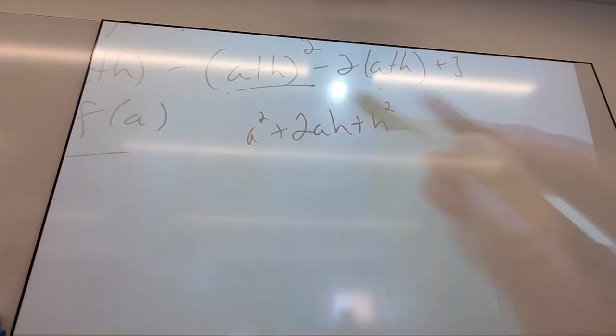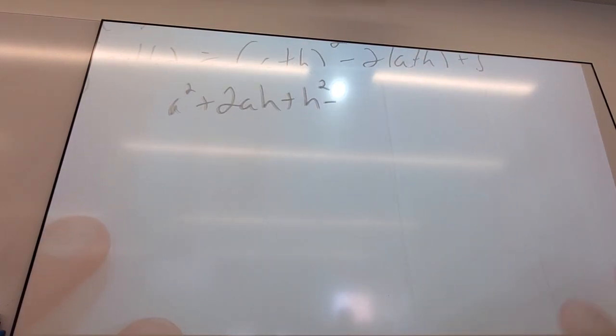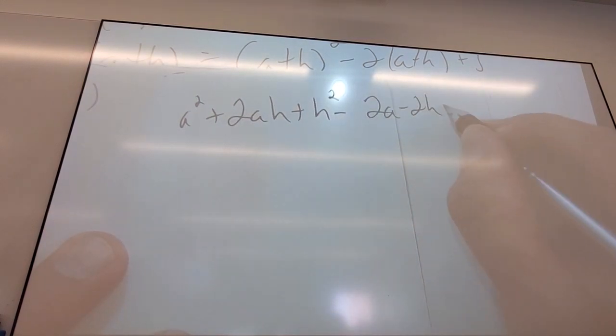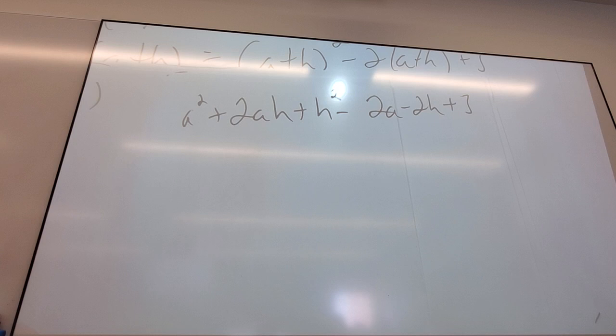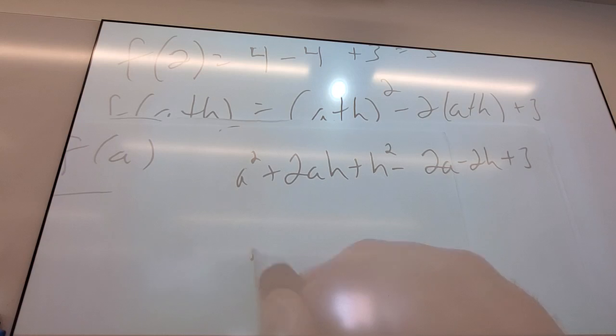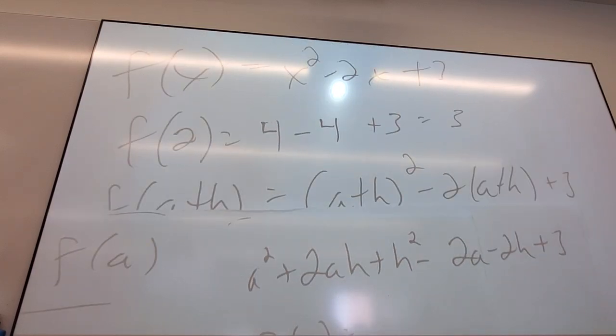That's what this is. Minus 2a. You do things in such interesting ways. So minus 2a minus 2h plus 3. Is that cool so far? Okay, so I'm going to take that whole thing, and I'm going to shove it there eventually. What is f of a? A squared minus 2a plus 3.